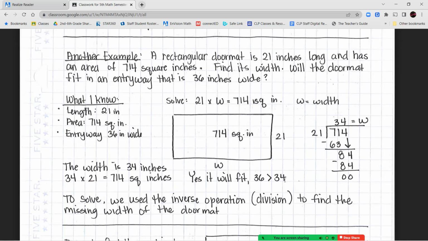So to solve, we use the inverse operation. We use division to find the missing width of the doormat, and then we determine that the doormat will fit inside that entryway. So when you're working on multi-step problems, just be careful to make sure you're answering all of the parts.